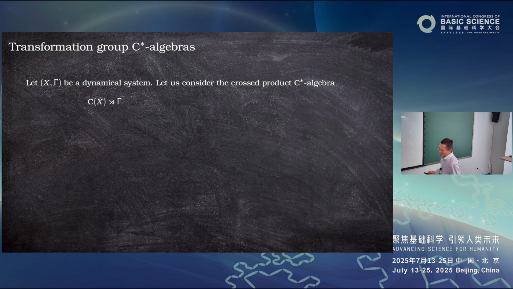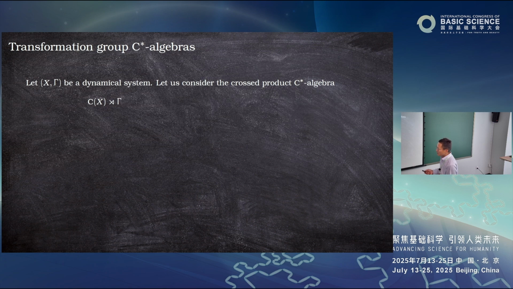As we said, a C-star algebra is a non-commutative version of a space, but at least if you have a space, then canonically you have a C-star algebra. So from this X, we have a C-star algebra. C of X consists of all the complex valued continuous functions from X. But then there is also a group acting on the space X. Then this group actually acts on this C-star algebra.